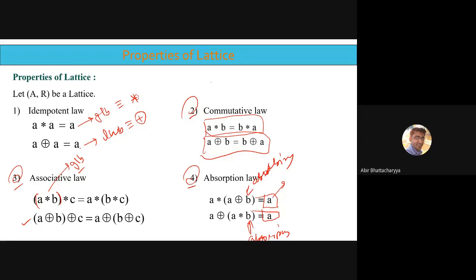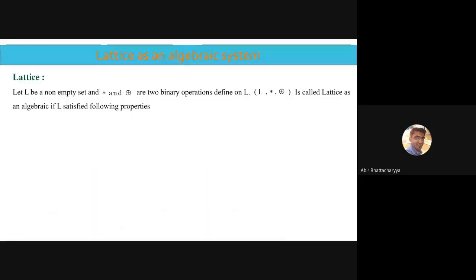If we have any lattice A, R, then these properties are satisfied. Now I will tell you what a lattice is as an algebraic system, and how to check whether a lattice is an algebraic system or not. So L is any non-empty set. Star and plus circle are two binary operations, basic binary operations like LUB and GLB. So star means GLB, plus circle means LUB.